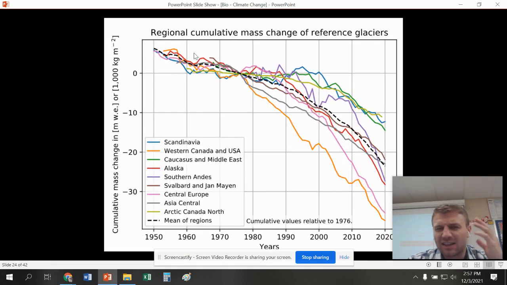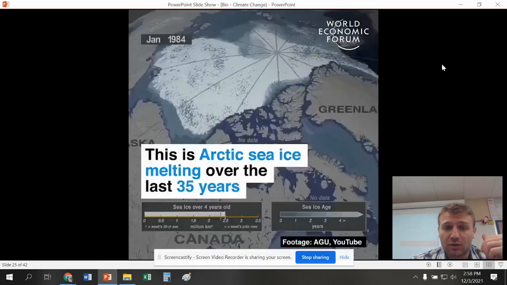Here's another graph. Again, I love showing graphs during this unit. You can see all these glaciers melting and what that looks like in real time in the data. You can see for the past 50, 60, 70 years, how much glacier runoff and how much glaciers are decreasing in mass and how much of that mass is going into our oceans.